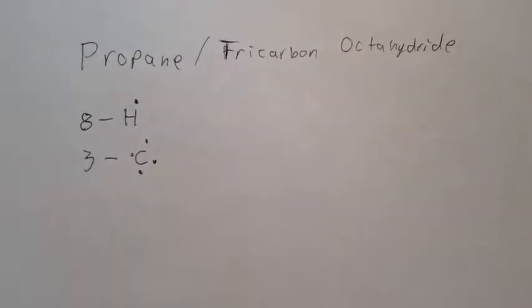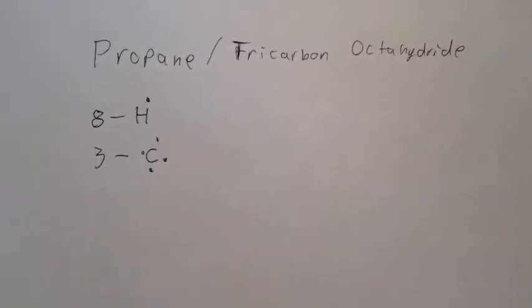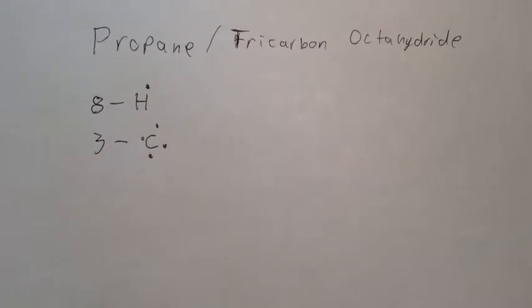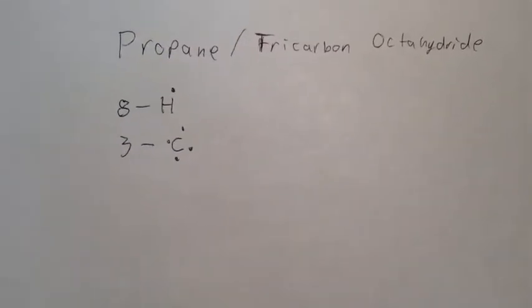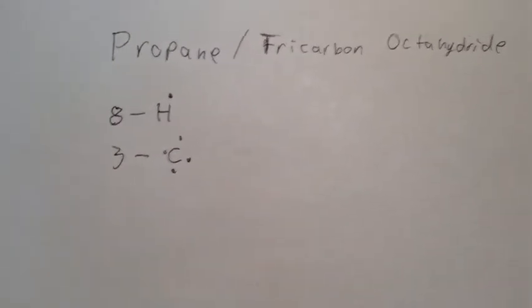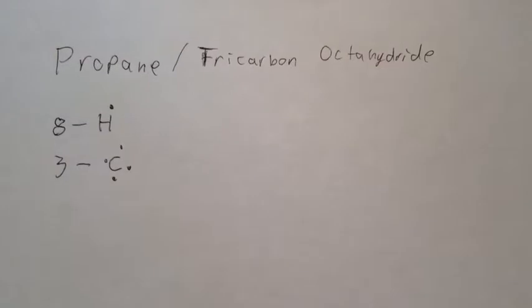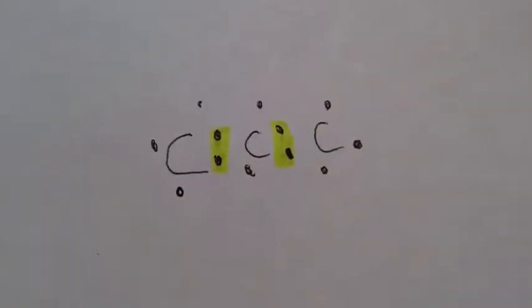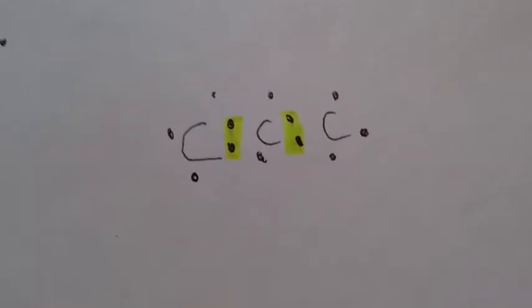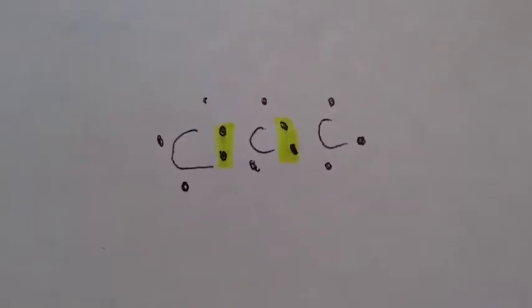This is an explanation of how to make the Lewis dot diagram for propane, or tricarbon octahydride. These use purely covalent bonds and are made up of 8 hydrogens and 3 carbons, as seen from tricarbon and octahydride. This molecule is made up of a chain of carbons with hydrogens surrounding it, so we start off with 3 carbons in the middle.